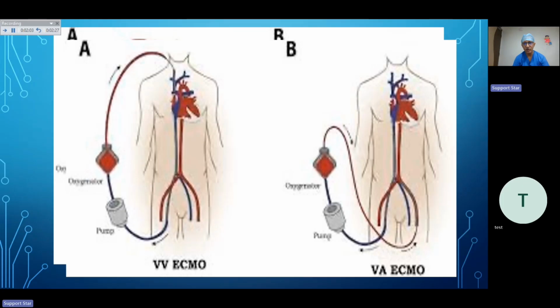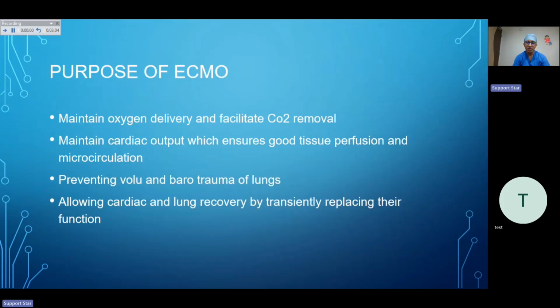So here you can see the circuit, that there is a pump, which is shown in white, that is taking the blood out with a centrifugal action by negative pressure, and after that the pressure will be positive, and that pushes into the oxygenator, which oxygenates and removes the carbon dioxide from the blood, and after that the blood is returned back into the patient. In VA ECMO, the same thing is done, but you are returning back into the artery instead of a vein.